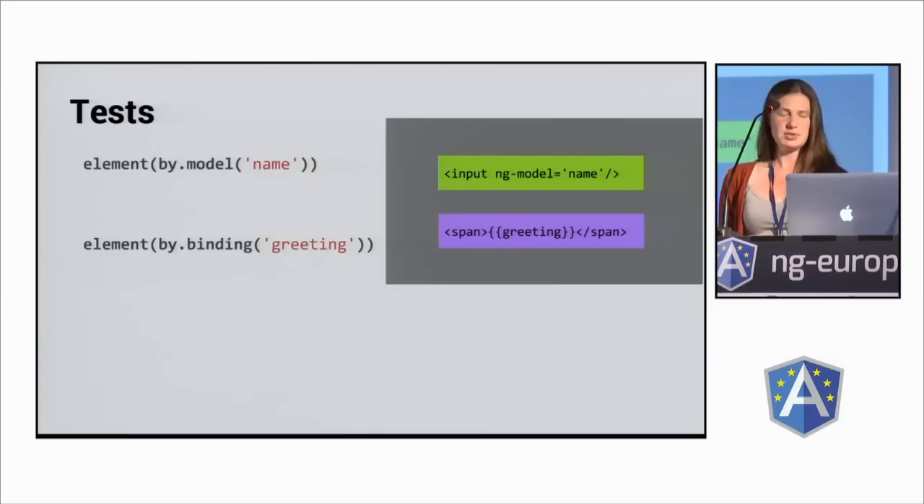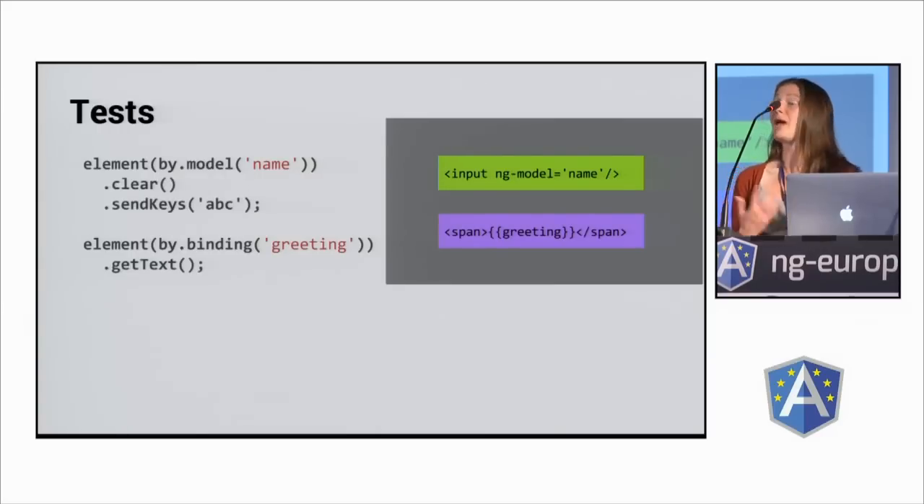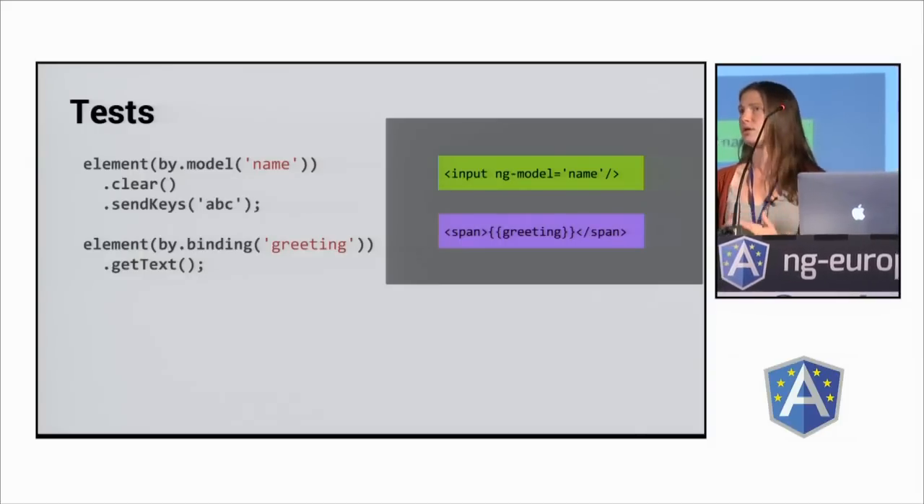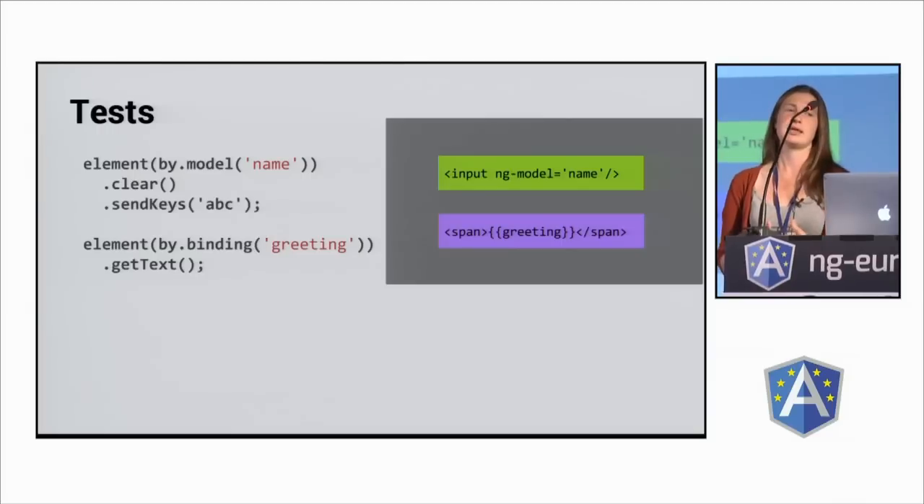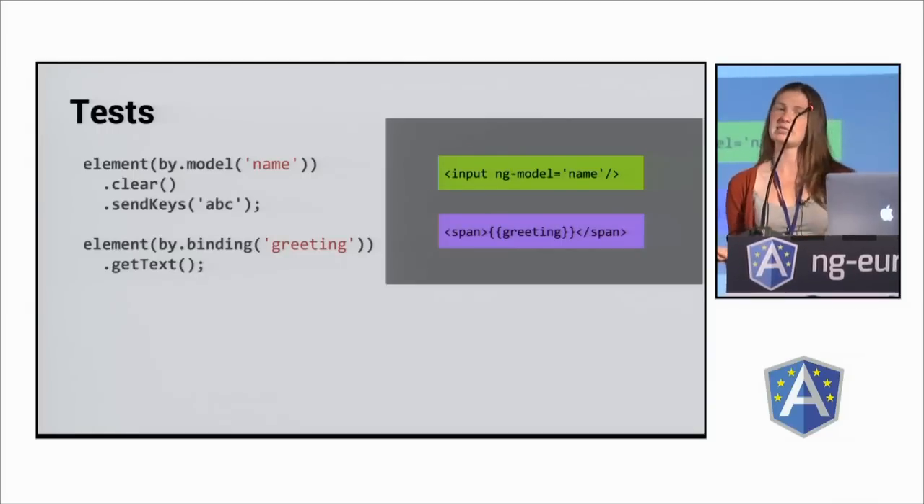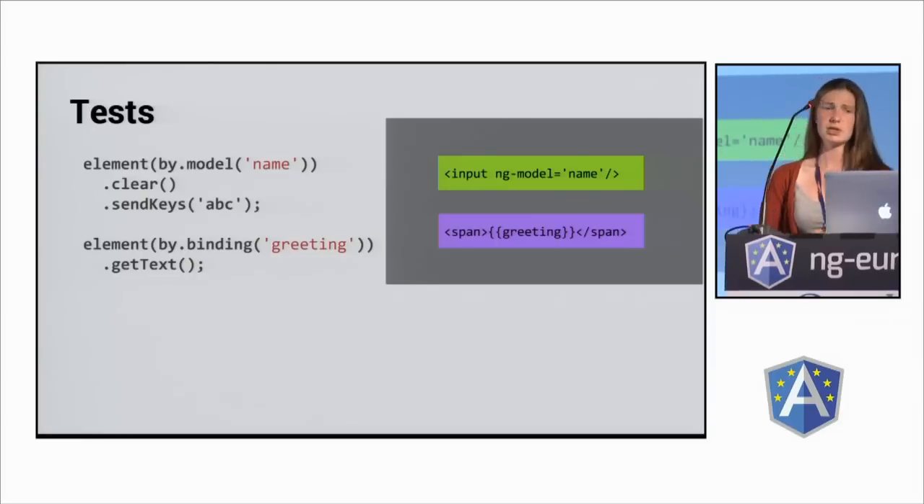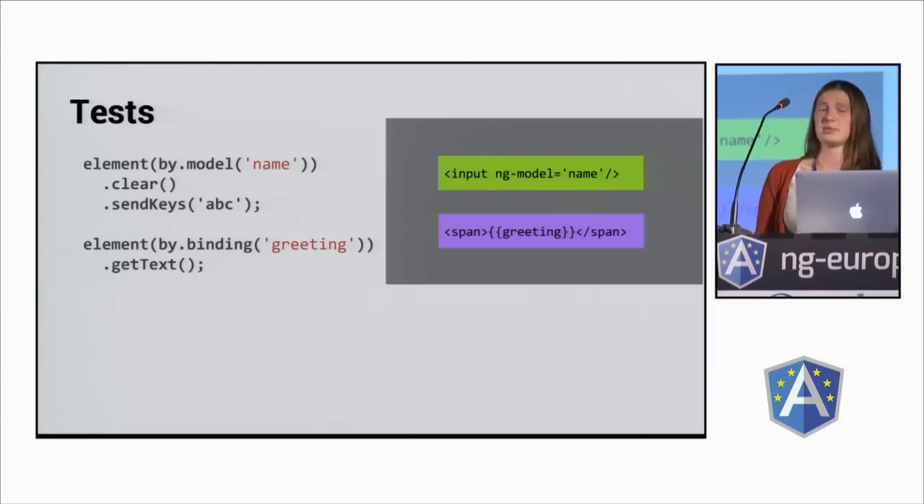Now to actually do something with these elements, we call some action functions. So this first one would clear out anything that's already in the input, and then you can chain that with another action, like typing in some keys, typing ABC to this input. You can also get information back from the element by getting text from it, and there's also methods for finding attributes.